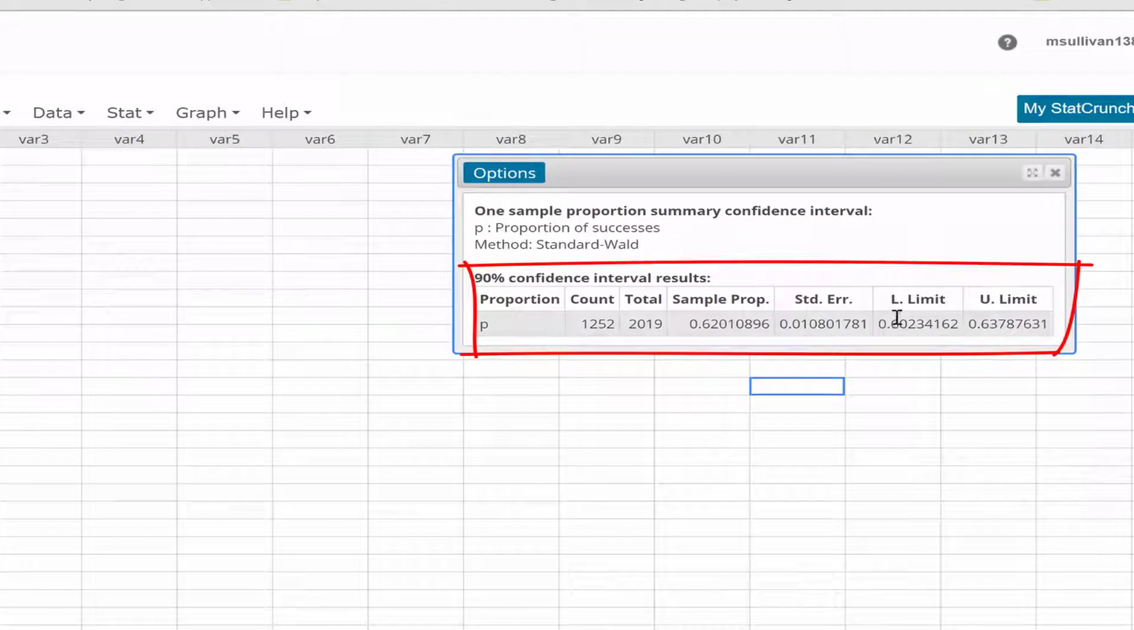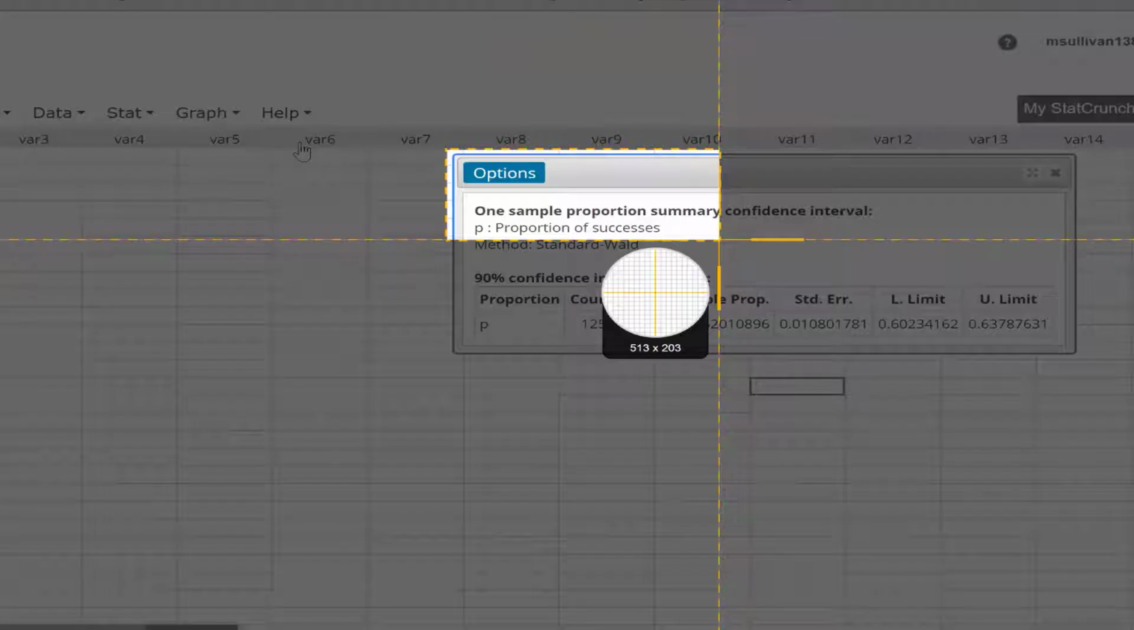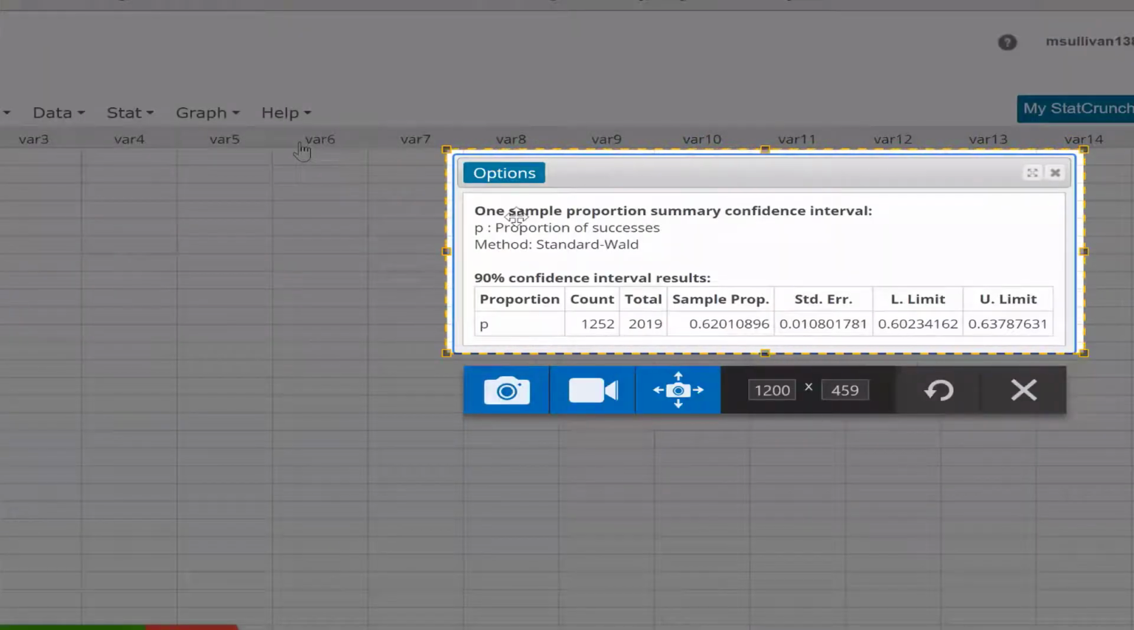And there you can see the lower limit is 0.602 and the upper limit is 0.638, just like we got when we did this by hand. StatCrunch is always lovely. Yes.